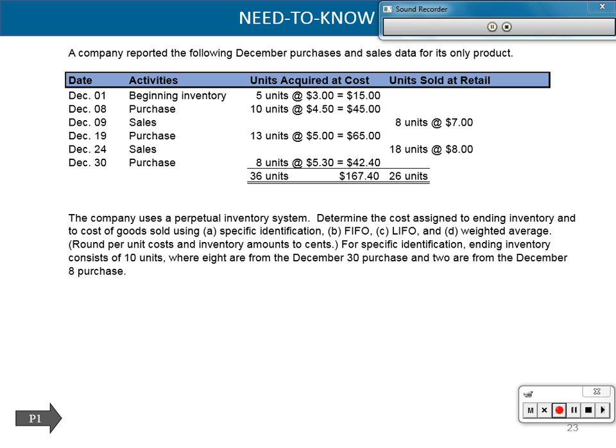Let's try this. I know it looks like a lot. It says the company uses the perpetual system. Determine the cost assigned to ending inventory and the cost of goods sold using these four assumptions. Round per unit cost and inventory amounts to cents. For specific identification, ending inventory consists of 10 units, where 8 are from the December 30th purchase and 2 are from the December 8th purchase.